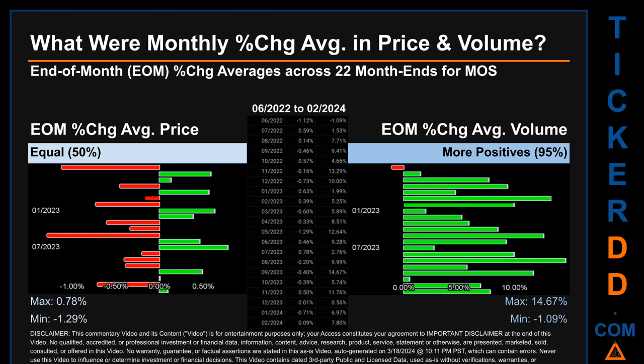Price saw an end-of-month max of 0.78% in average percentage change along with a minimum of -1.29%. For volume, the maximum and the minimum monthly percentage change were respectively 14.67% and -1.09%.